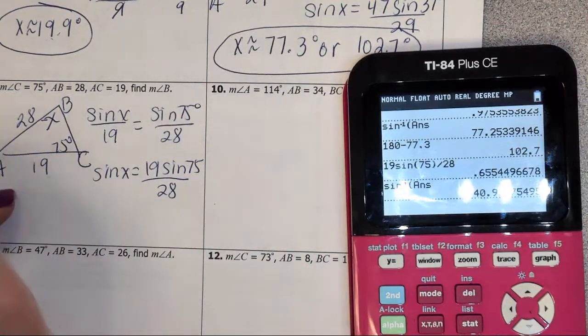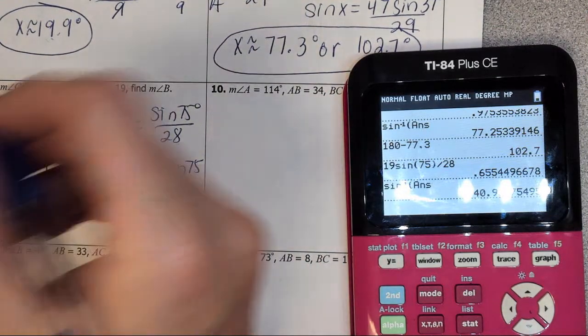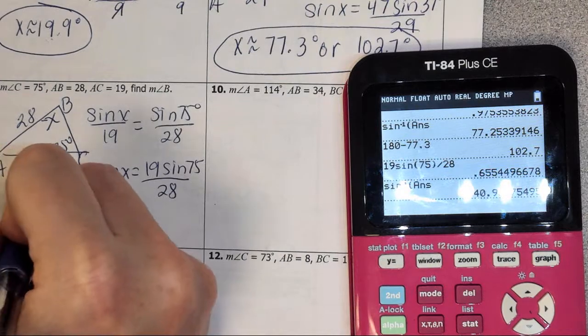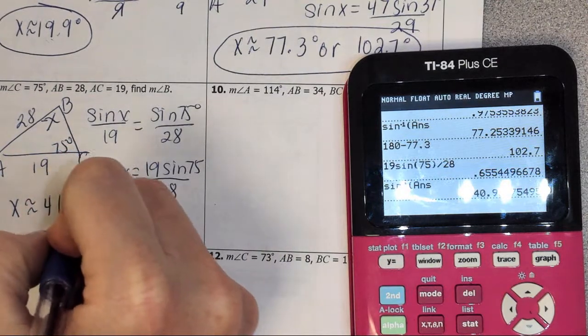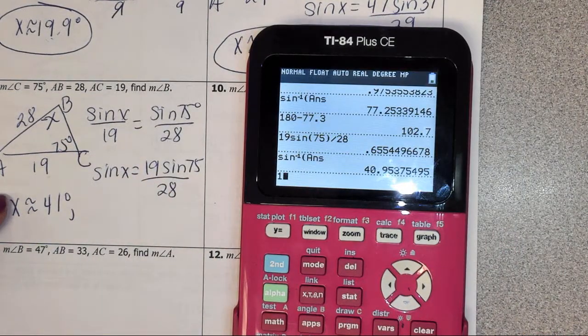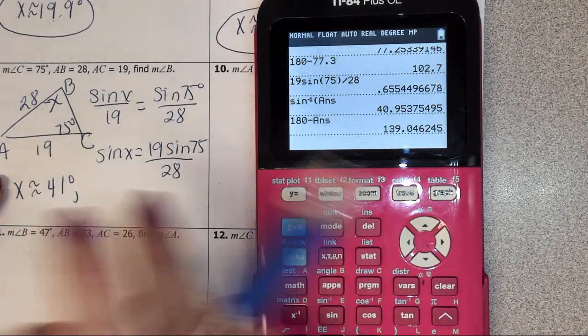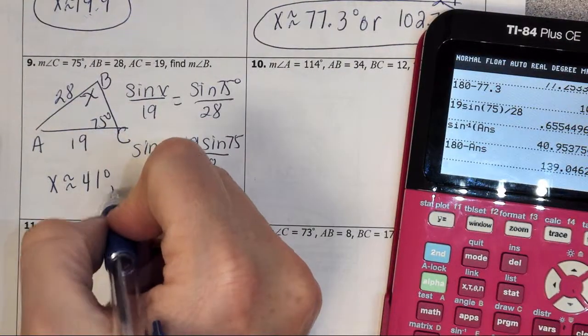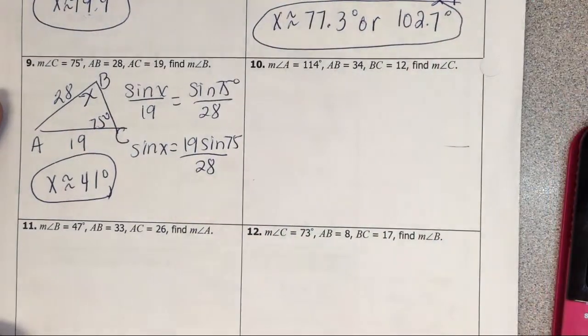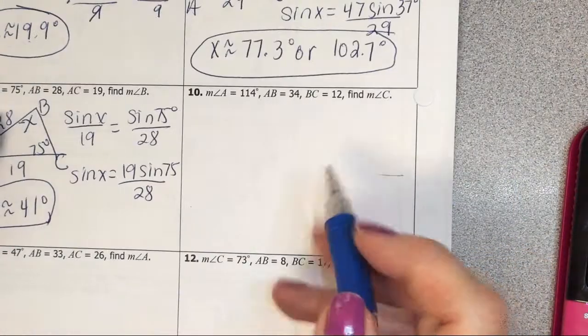Okay, and I get 40, well, I'll just call that 41 degrees for x. Now I have to check it though. I have to see what about 180 minus that. Well, could I use 139 degrees? Would that make sense? Nope. So just one answer there. All right. We're going to do one more.